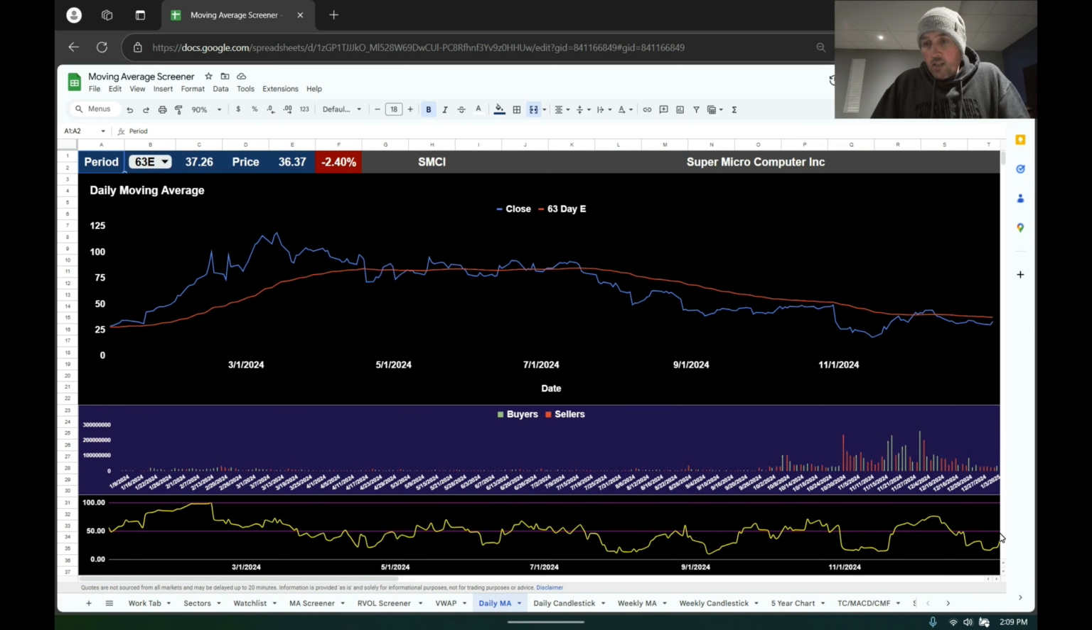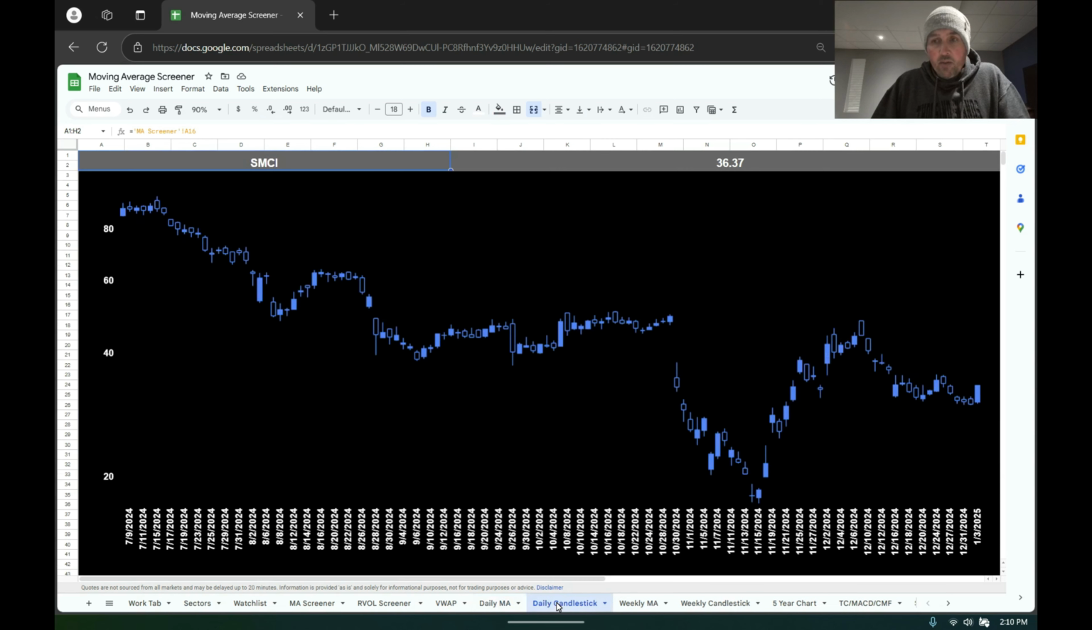We're trending up towards the 50 line here for the RSI. We should have a green volume bar today, but we still need to get above 37.26 to cross the 63-day exponential moving average. We do have a bullish reversal candle on the daily time frame.